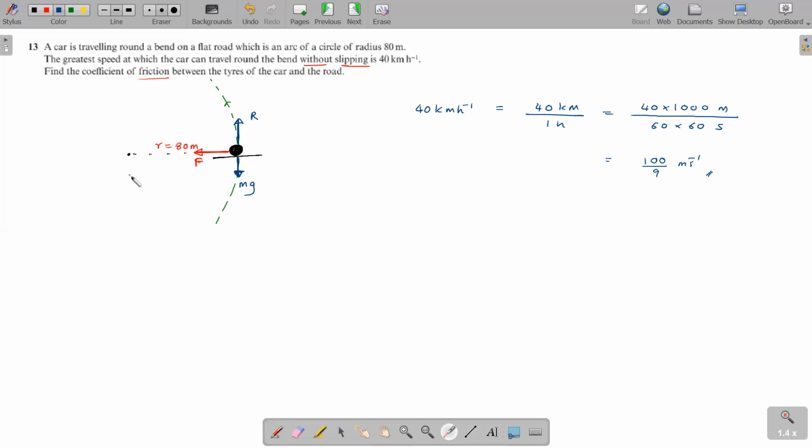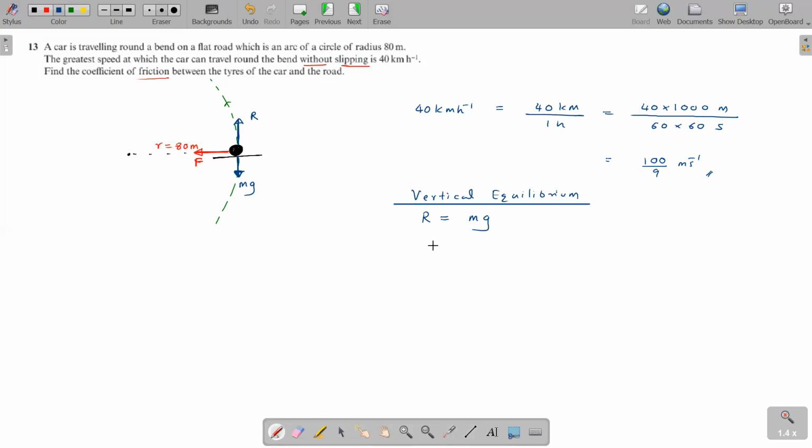One thing you need to realize is, while the car is going in the circular motion, the horizontal circle, the normal reaction and mg, basically the vertical forces, are in balance, because the particle has no tendency of moving up or down. So vertical forces are going to be in balance. So R is going to be equal to mg. You can write here, by vertical equilibrium, R will be equal to mg.